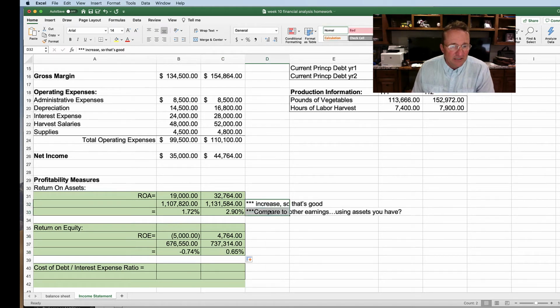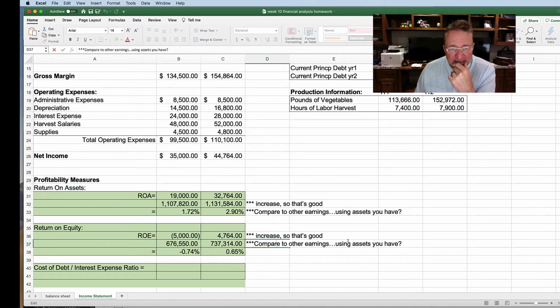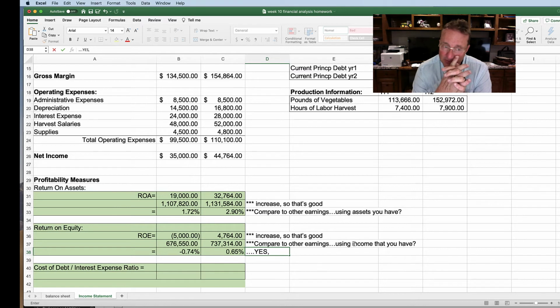So again, very much like this, same idea. We can compare this. It's increasing. That's good. We can compare this to other earnings, except when I say compare this to other earnings, using the income that you have. And I think the answer is, for me here, yes. Unless we've got some strategic investments we want to make in this business that we think might earn us extra money, I think you want to try to look at taking your income and investing it in some other venture to help grow your overall net worth, because it looks like we're not really earning a lot off our additional money in our business.